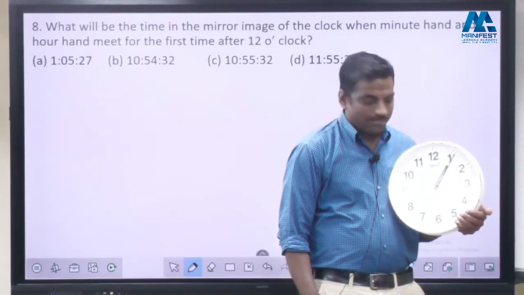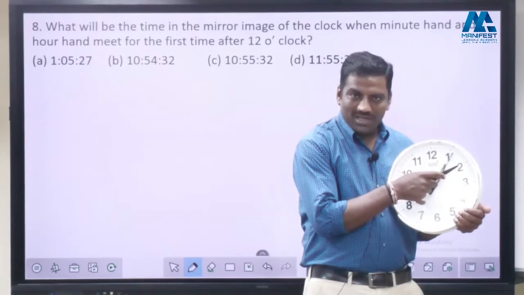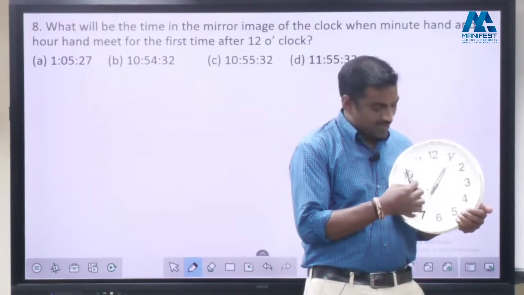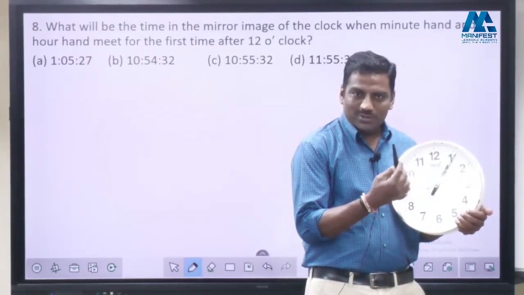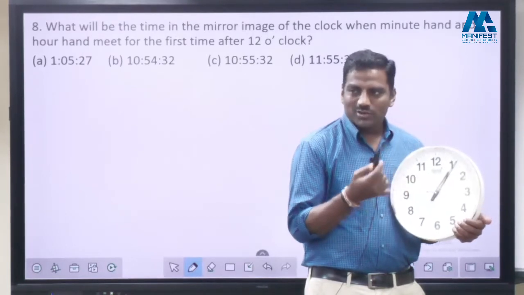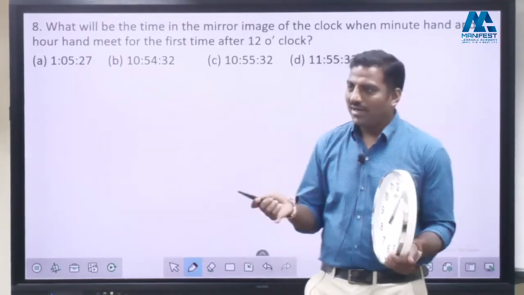Crossing 10. See, this is between 1 and 2. If you think of the mirror image of it, it is between 10 and 11. So it has crossed what? 10. So 60 by 11 into 10. Done.